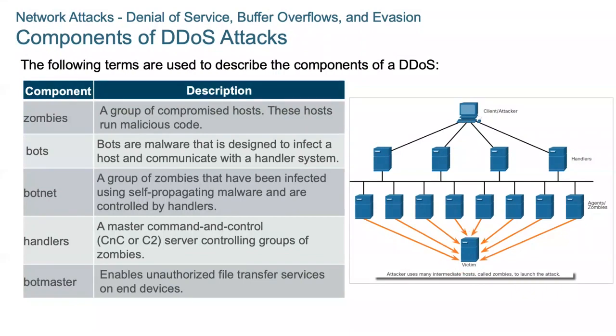So this is called your zombies, a group of compromised hosts. These hosts run malicious code on the same target. So in this, you can see the attackers use many intermediate hosts. They call them zombies to launch the attack. So these are some of the components of your distributed attacks to compromise many devices in the network. All they do is the same kind of job.